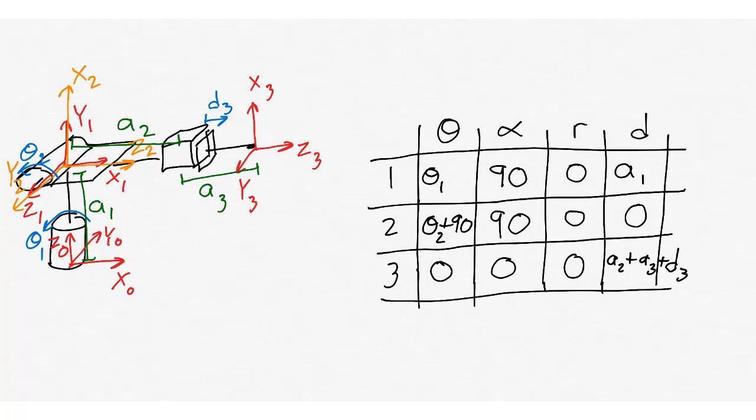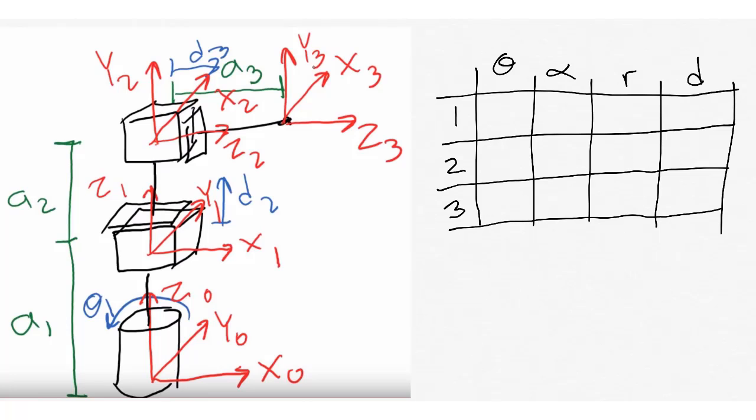Now we'll look at our table and make sure that we've included all link lengths that we have and also all joint variables. I see that we do have theta 1 and theta 2 and D3, and we have A1, A2, and A3. So for now, our table looks good. We'll move on.